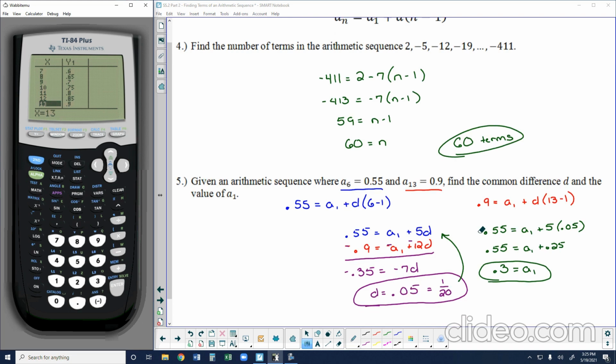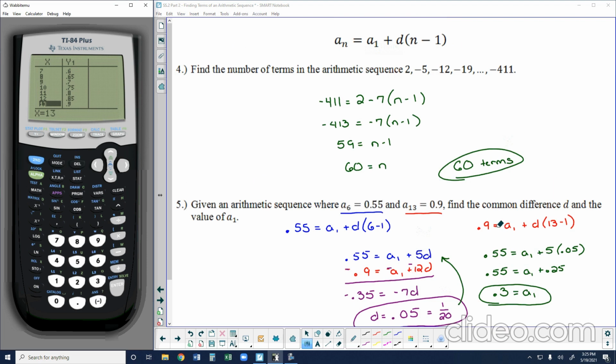So here, if we are given 2 points or 2 positions, 2 terms in the sequence, we can use the explicit formula for an arithmetic sequence to create a system of equations that we can solve then for the first term and the difference. So this is how we can find terms and use the explicit formula for an arithmetic sequence.